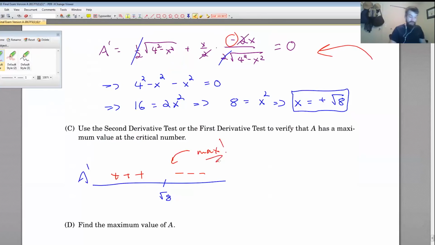So please do something like that when you're trying to write it out. Do a little chart. Label it like this so I know which test you're doing, whether you're doing first or second derivative. Tell me whether it's the word maximum or minimum. Put that there. Put the root 8 in. By the way, this is a good verification for you.